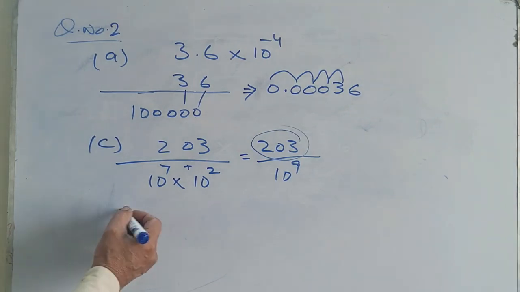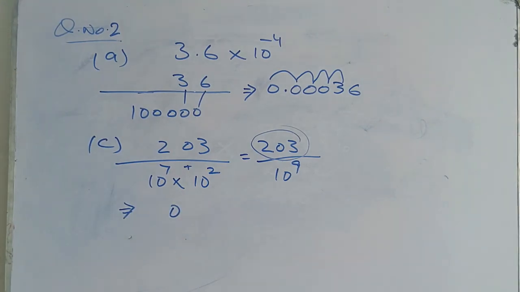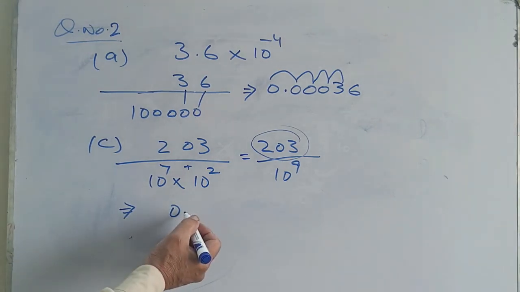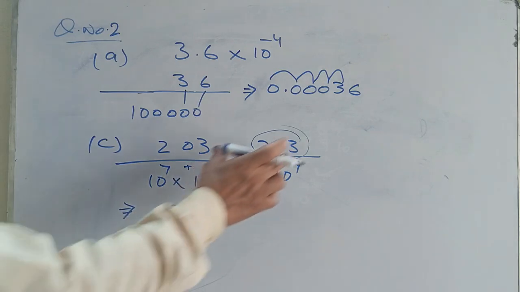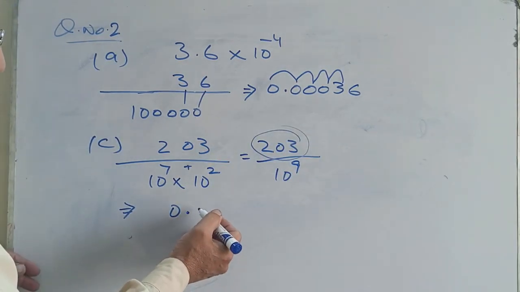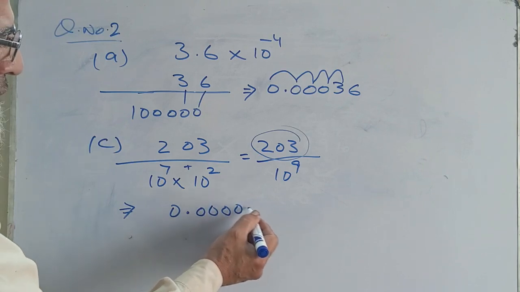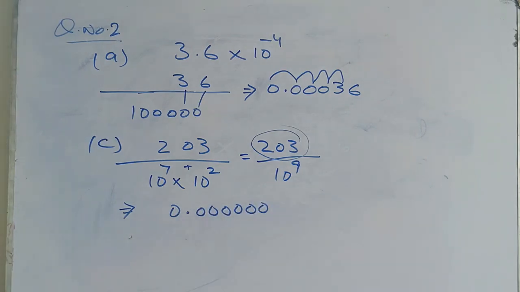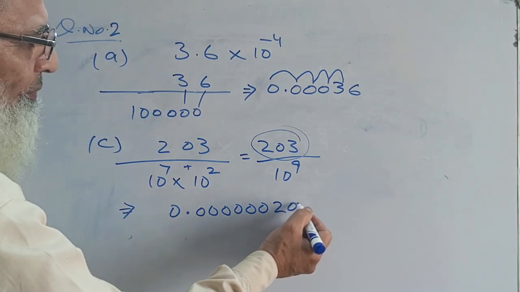So we'll write it like this. Always put a 0 prior to the point. So then point. And how many zeros are there? 6 zeros now, because 3 zeros have been consumed by this. So we'll write this 1, 2, 3, 4, 5, 6 zeros and 203.